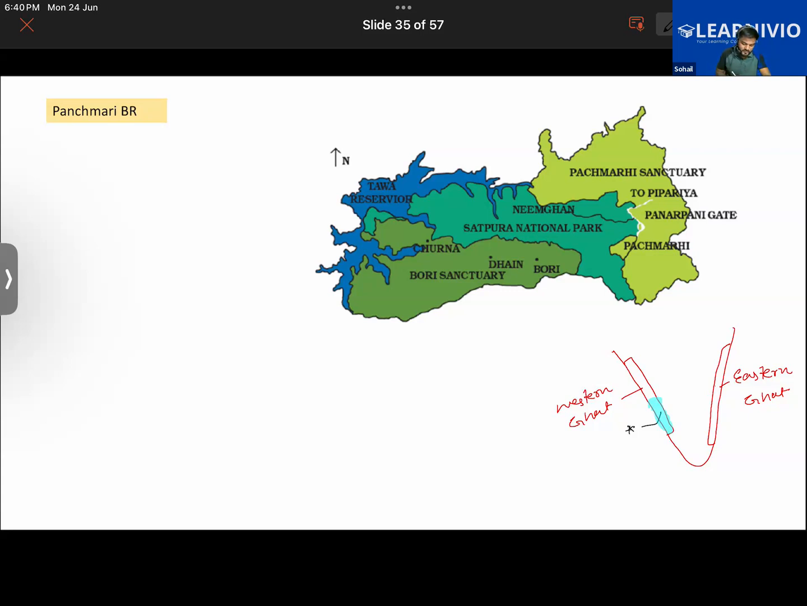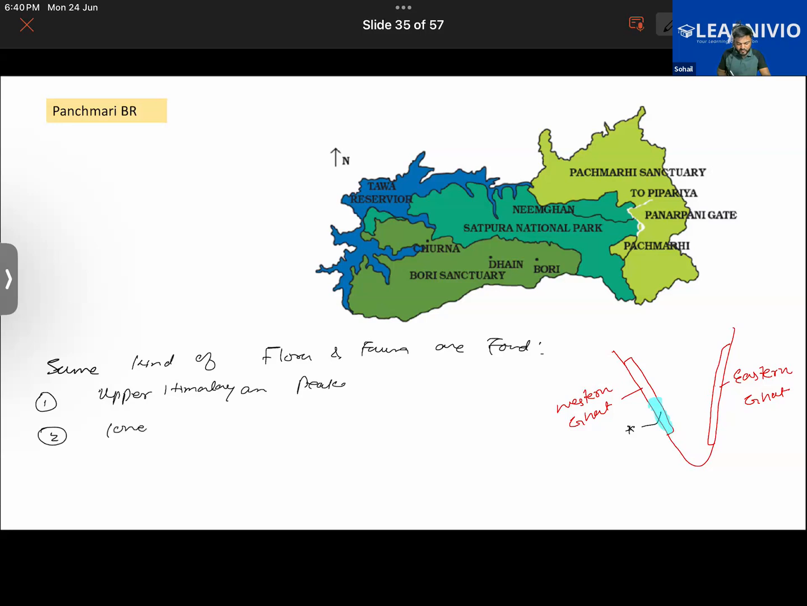Okay. So the same kind of flora and fauna are found in two places respectively. It is found in the upper Himalayan peaks. Next, it would be found in the lower parts of the Western Ghat.